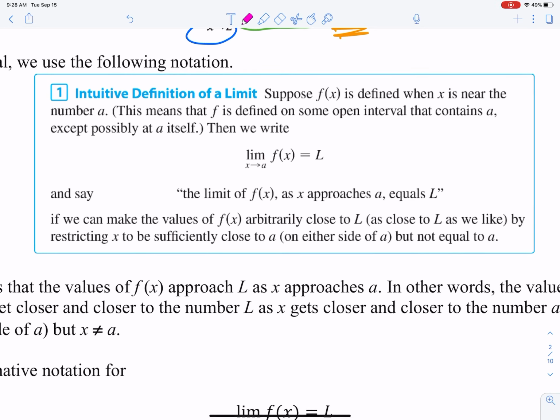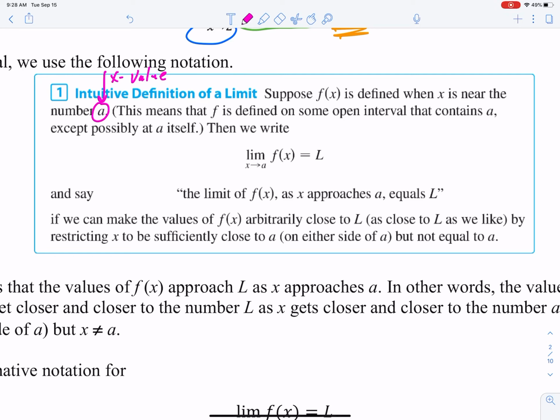So here we go. Suppose f of x is defined, so your function is defined, when x is near the number a. So one thing to know, this number a is an x value. Okay? Whenever we see this notation, the limit as x approaches a of your function equals L, that a value is an x value.